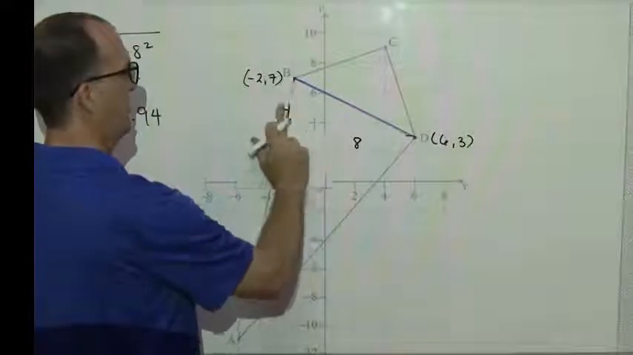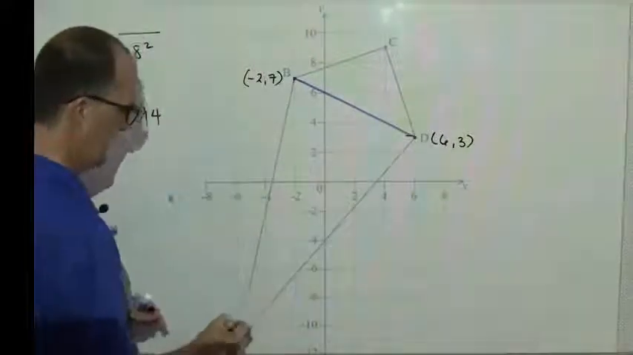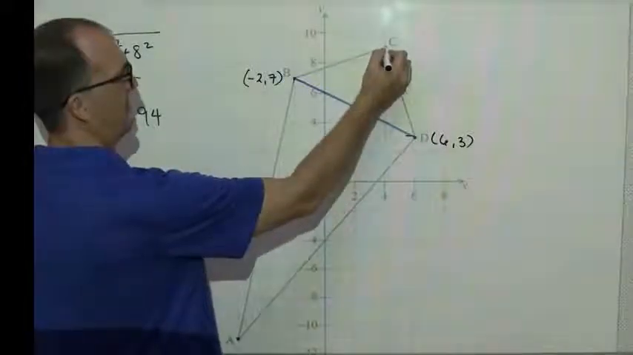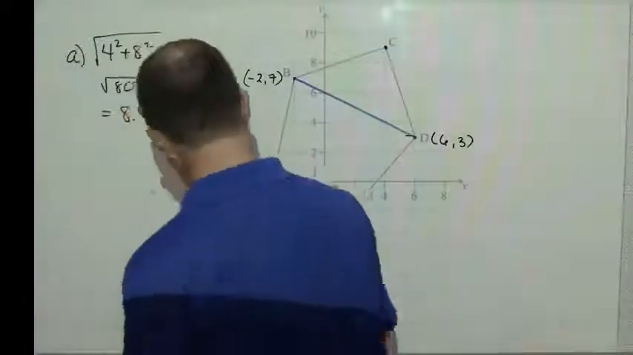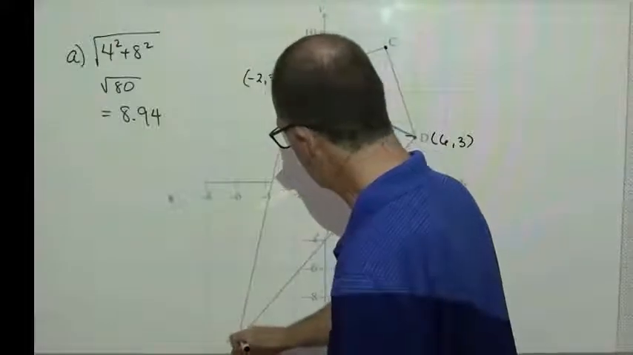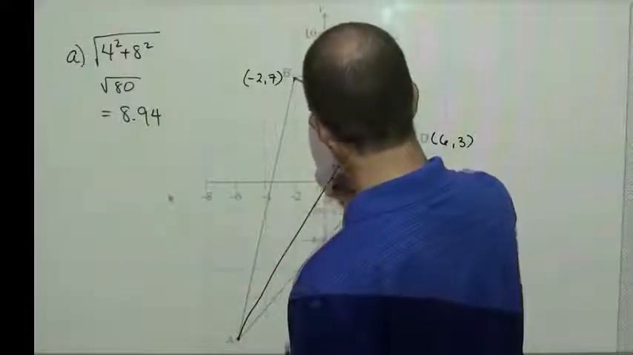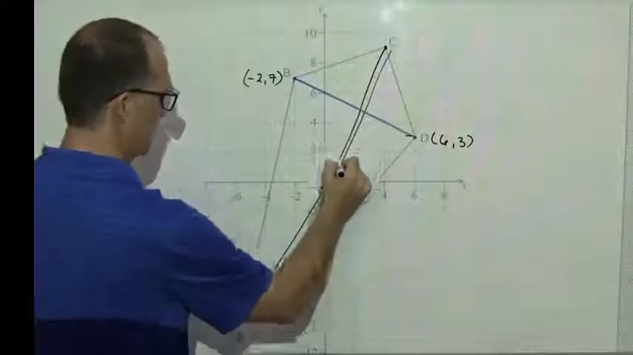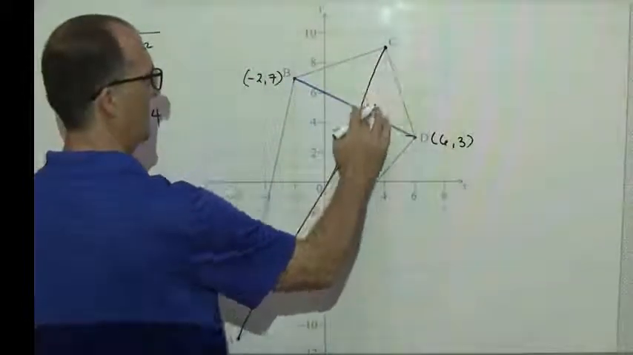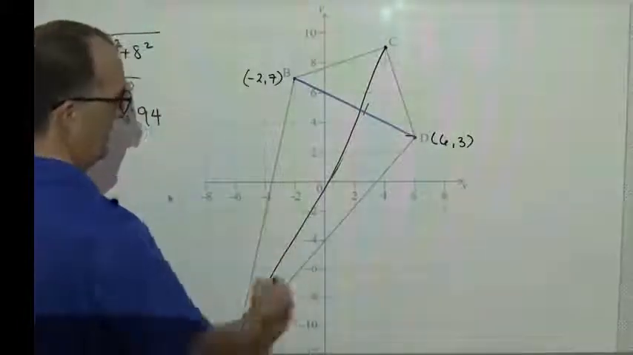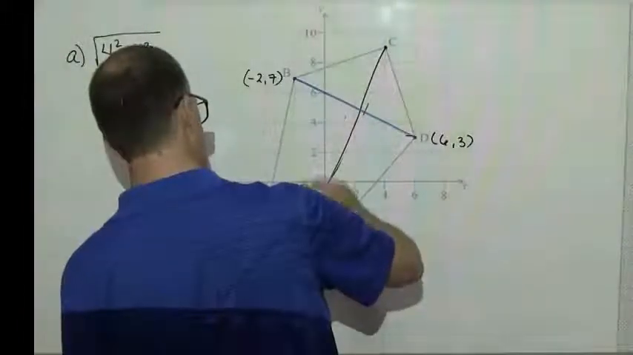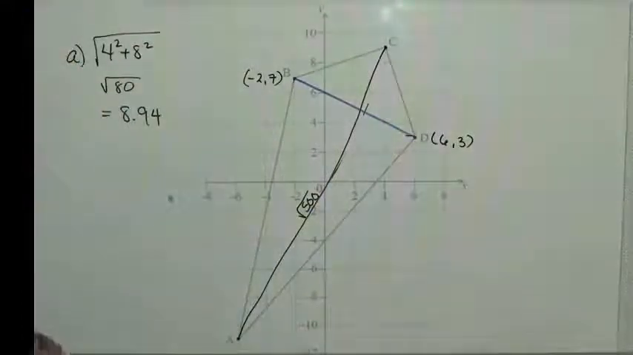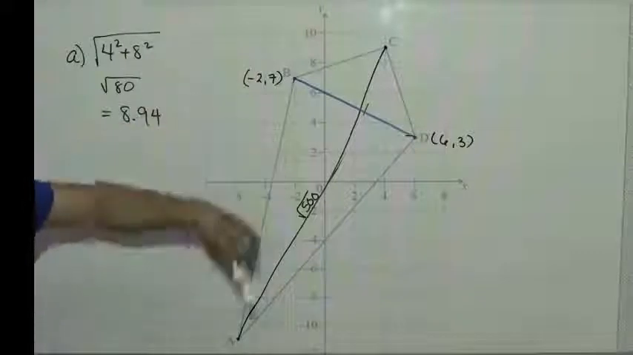Now, part B, they tell us that the distance from A to C, let's see if I can draw this at all straight. Not very good. So this distance is the square root of 500, and they want us to find the area of the kite.